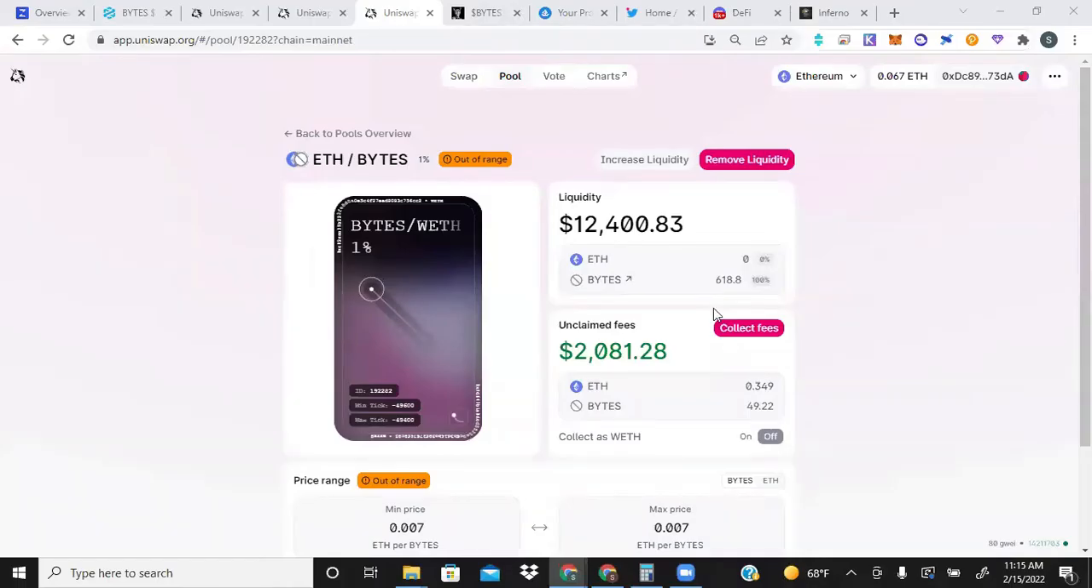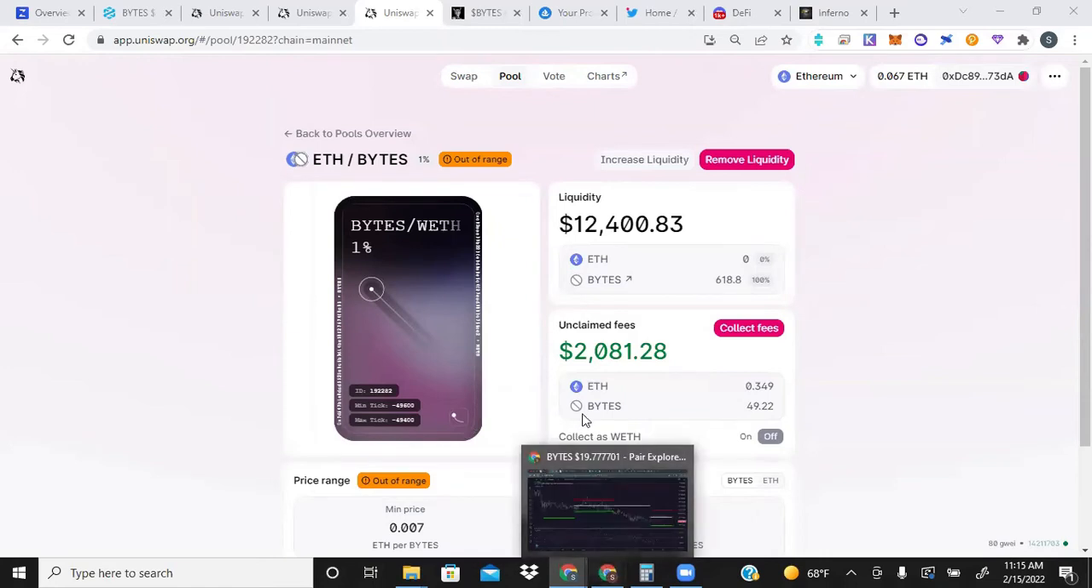Hey guys, it's Steven. Today I'm going to be going over the Bytes liquidity pool. I'm going to talk about some of the dynamics and how to set up liquidity pools, and also talk about some strategies that you can use to take advantage of the concentrated liquidity.